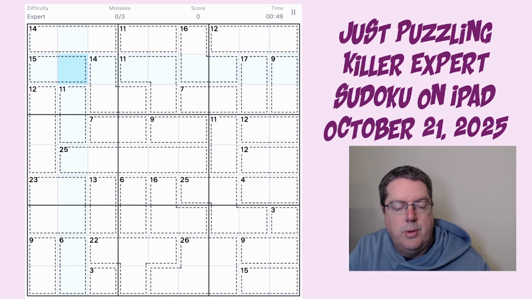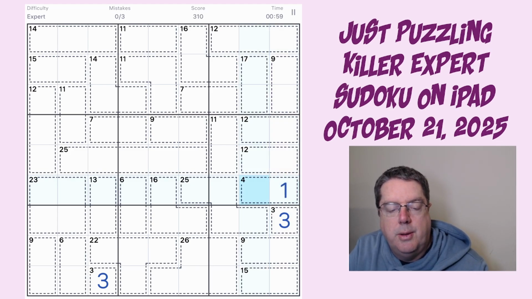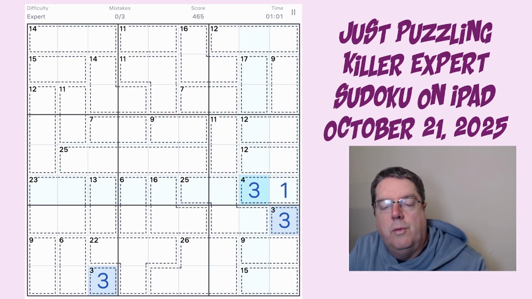Alright, so let's go through this. There's a 3 here. There's a 3 here. 4 can have 1 and 3. Well, under Sudoku rules, that can't be a 3, so this is going to be a 1, leaving this to be a 3. Now, remember the rule of 45?